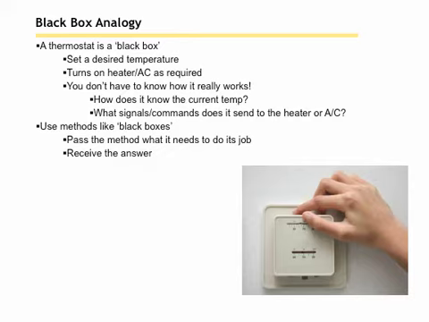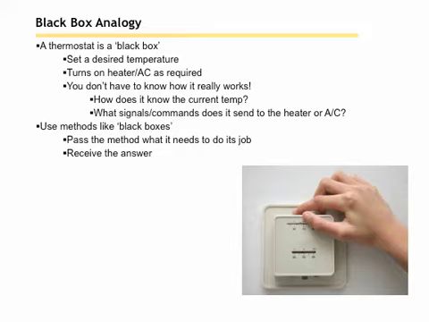Here's another example of the black box analogy. With your thermostat, you can set a desired temperature and the heater or air conditioner will automatically turn on. We don't have to know how it works. In fact, few people who use thermostats are HVAC technicians or electrical engineers, and so it's a black box to us. How does it know the current temperature? How does it know what signals it sends back to the AC? It just works like a black box.